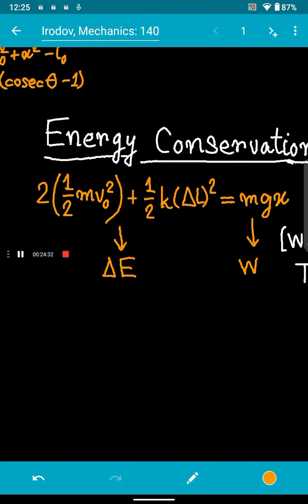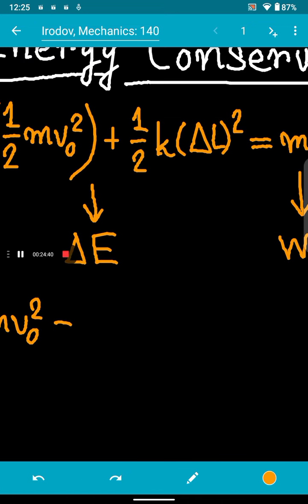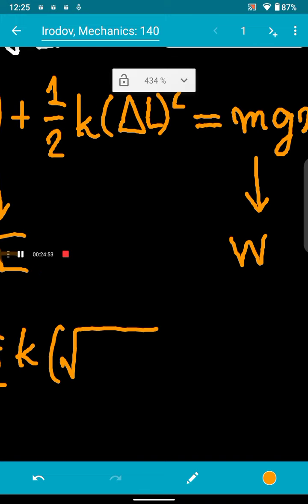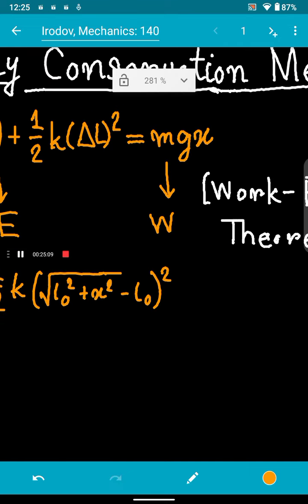So from here you can write that this is (1/2) m v0 square plus half k delta L squared, and as always delta L is nothing but that thing. So k into (root over L0 square plus x square minus L0), and this squared, is equal to mgx.